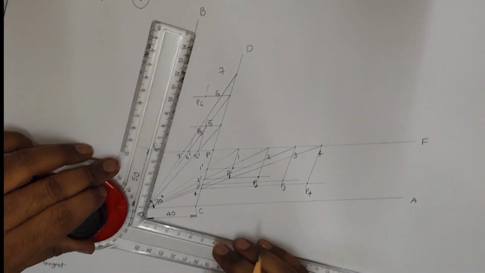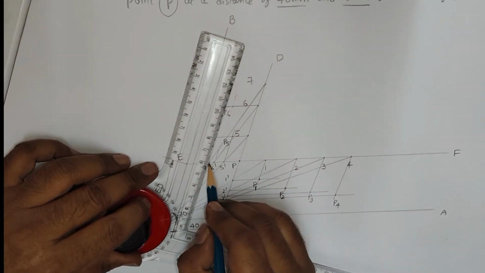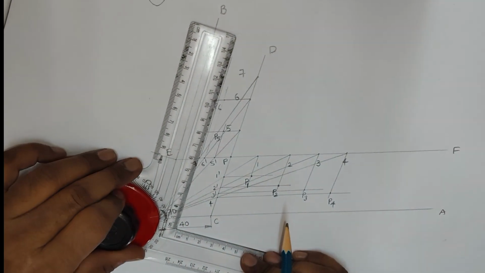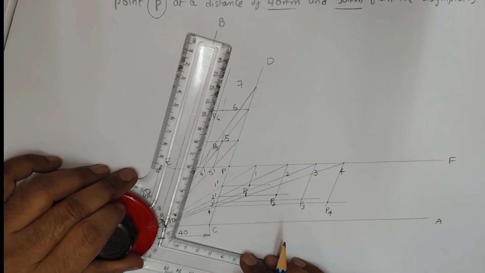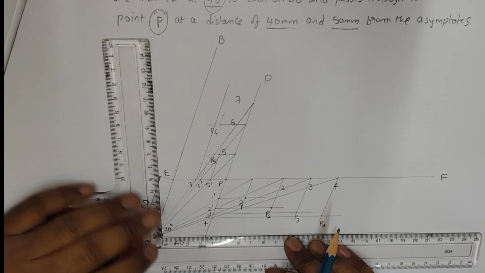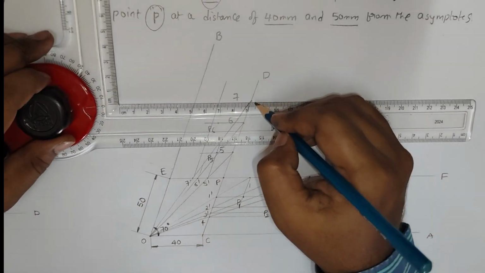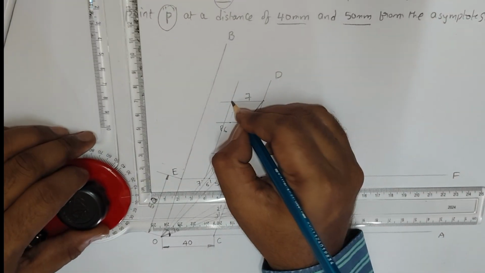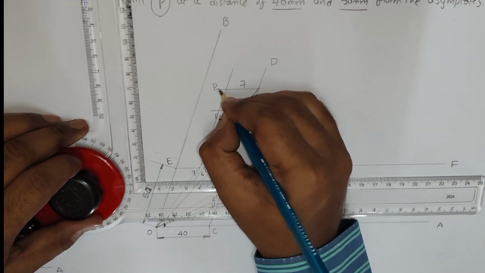Now, from the OB line, take a line parallel to the 7 dash. Draw a line. Next, from the OA line, take a line parallel to the 7. So it will intersect somewhere here with the point as P7.